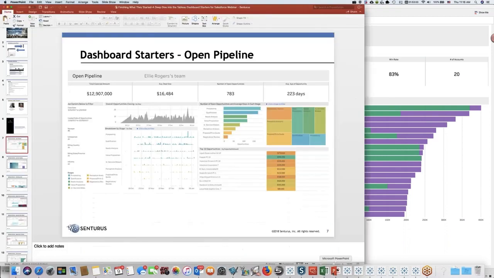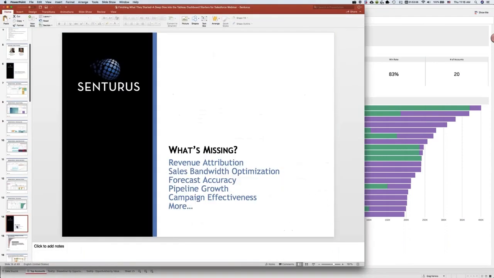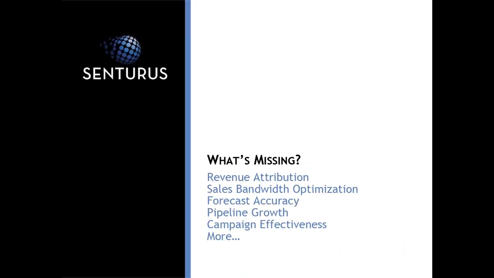So getting back to the presentation, we want to now discuss what's missing. Specifically, we'll touch on revenue attribution, sales bandwidth optimization, forecast accuracy, pipeline growth, campaign effectiveness. There are other things that are missing, but I do want to note that things that are missing are all missing because of the limitations of hitting directly against the Salesforce tables.